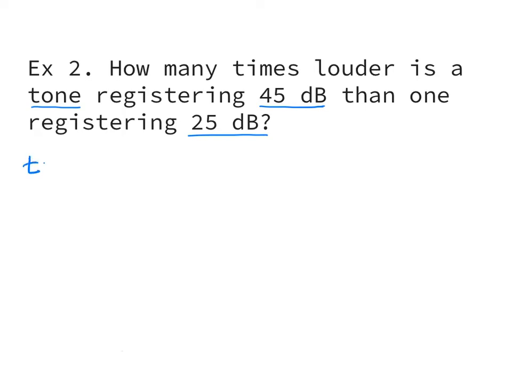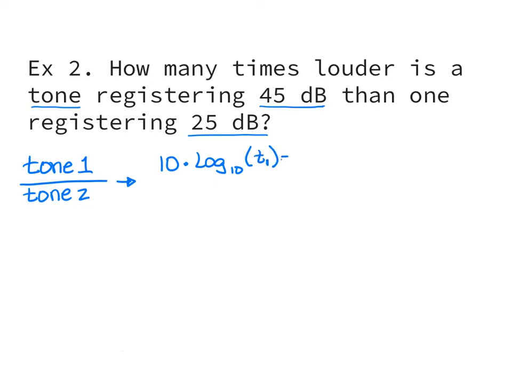So we're going to compare tone 1 over tone 2. I'm going to set up the formula, pretty easy. I think some of the steps we can catch on to pretty quickly. For tone 1, we have 10 times the log base 10 of T1 for tone 1 equals 45, over 10 times the log base 10 of tone 2, T2, equals 25.